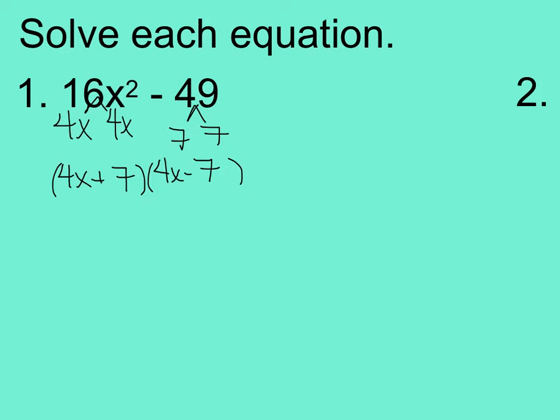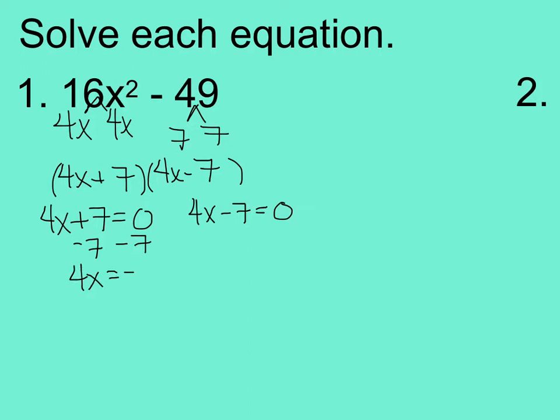Now we're solving, so we need to set each of these equal to 0, the same number we've been working with. So we subtract 7 on both sides. 4x is equal to negative 7. Divide by 4. So x equals negative 7/4.